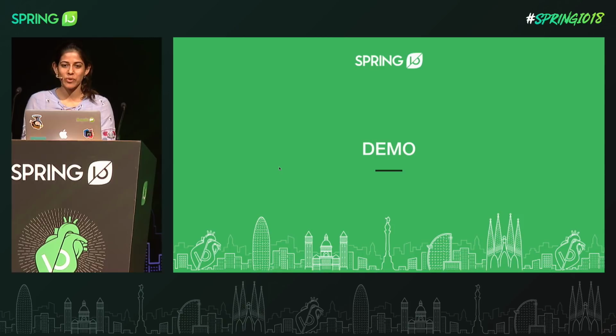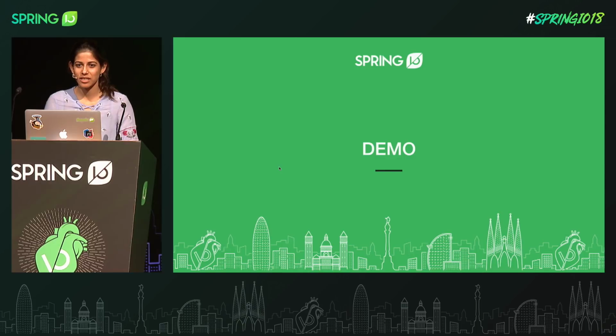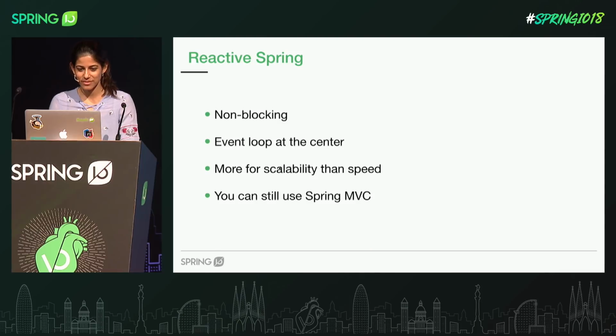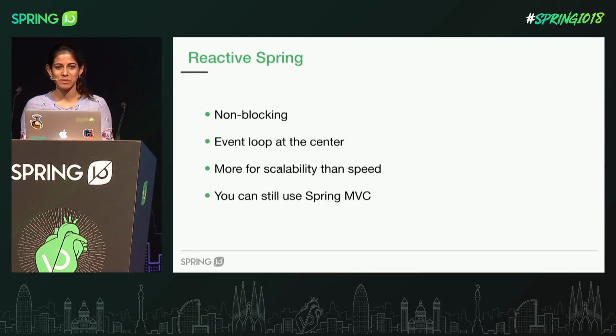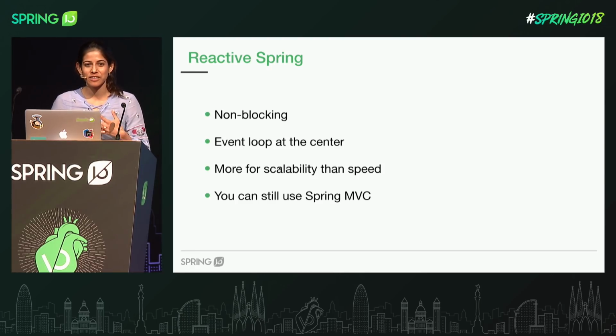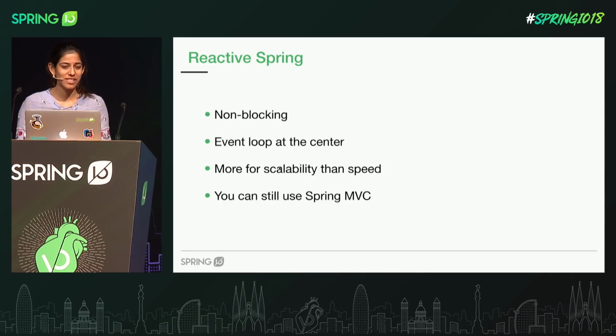OK, so that was just a quick demo of how you can write a completely non-blocking application with Spring Boot Starter WebFlux in Spring Boot 2. Just a few points about Reactive Spring in general. It's non-blocking. There's an event loop at the center, and you have these worker threads processing the events. One thing to keep in mind is it's more for scalability than speed. A lot of people get confused and think that reactive programming is all about speed, but actually it's more for scalability. And you can still use Spring MVC.